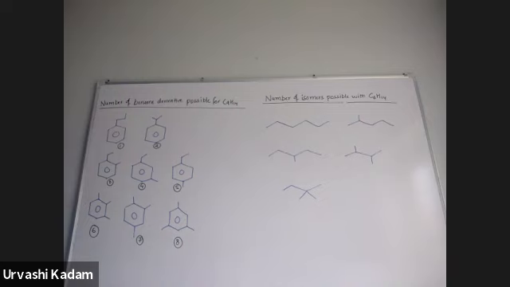Okay, so let us start understanding this concept of degree of unsaturation. What does degree of unsaturation mean? It is defined as the number of hydrogen molecules required to convert a given molecule to a cyclic saturated molecule.